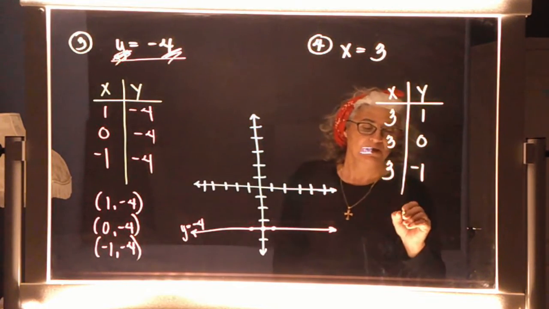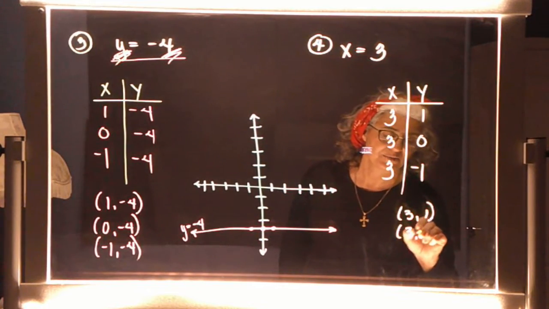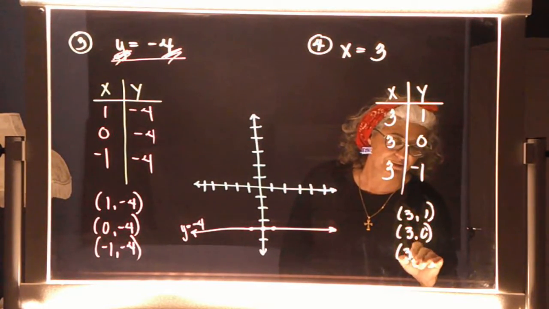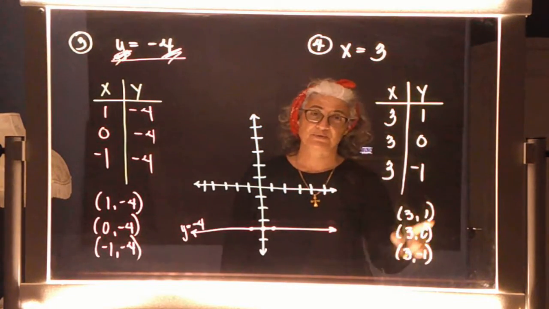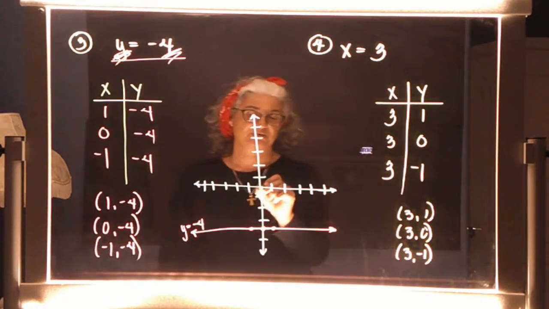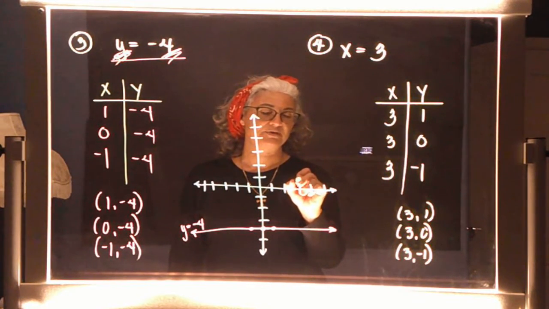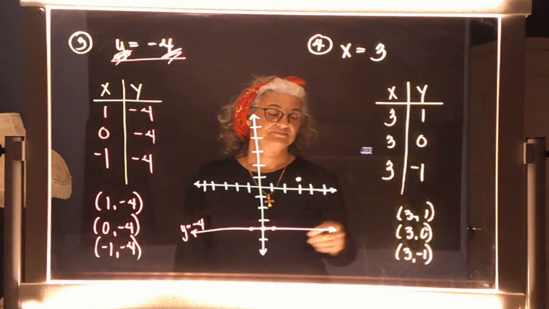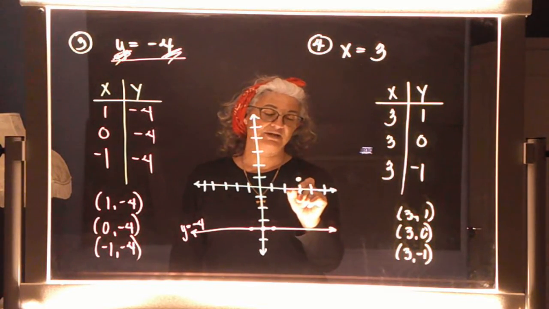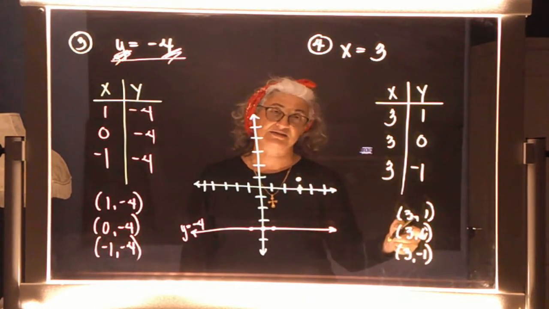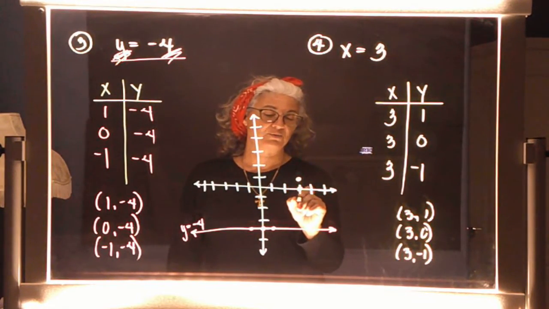So we have the point 3, 1, 3, 0, and then 3, -1. So when we plot these 3 points, start at the origin. Good, 3 units right, and then 1 up. That's how we get the first point. The second point, start at the origin, 3 units right. Don't go up or down because that's a 0. And the last one, 3 units to the right and 1 down.